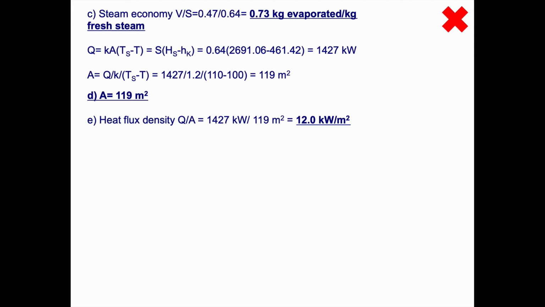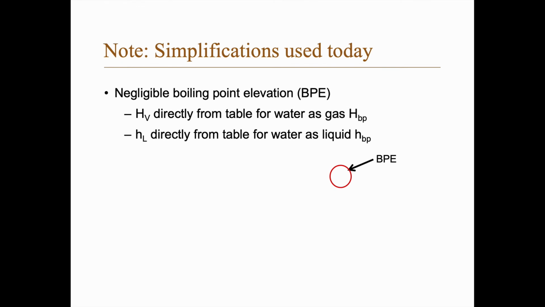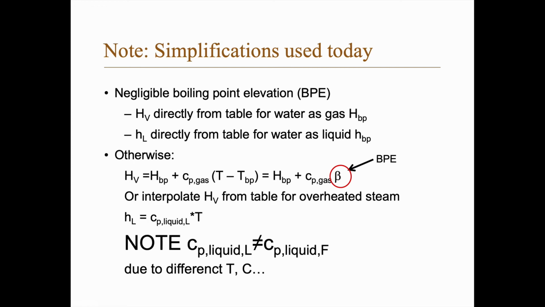Please note that in this example we used some severe simplifications. We had negligible boiling point elevation, so we took the enthalpy of the vapor directly from a table for water as gas, and we took the enthalpy for the liquid coming out as if it was pure water, and that we could do because the concentration was so low. This you normally can't do. So normally you need to do something more careful.